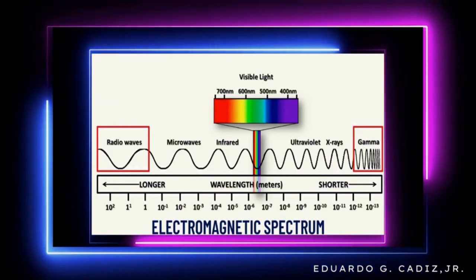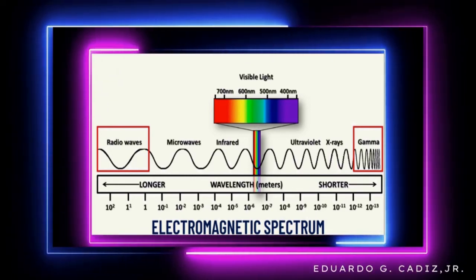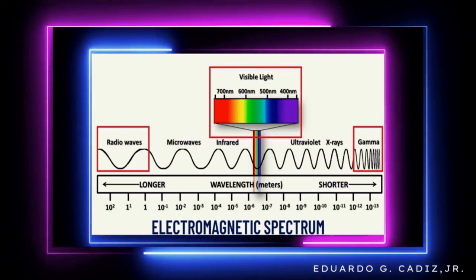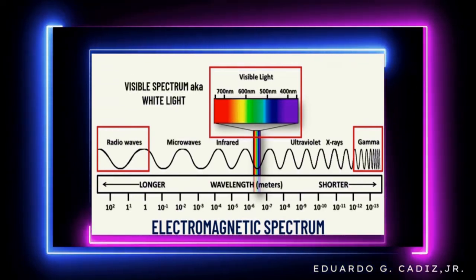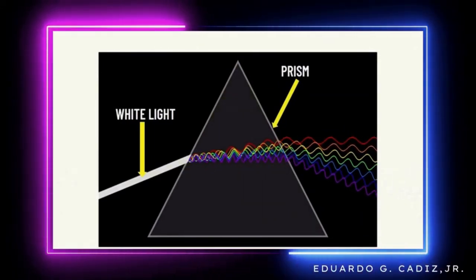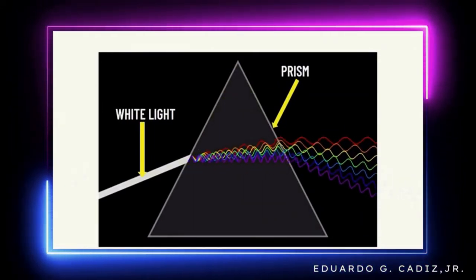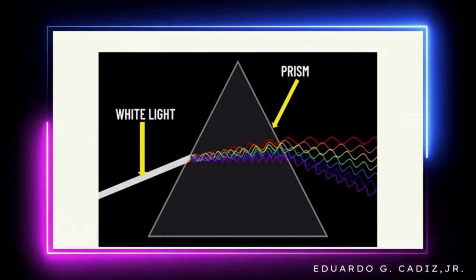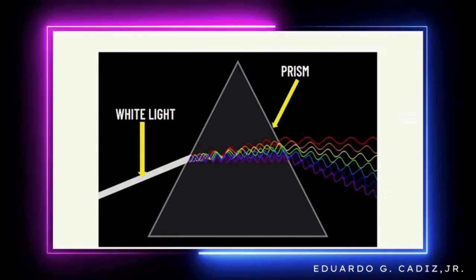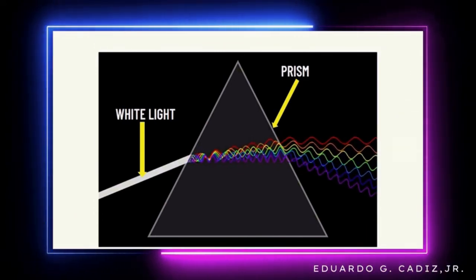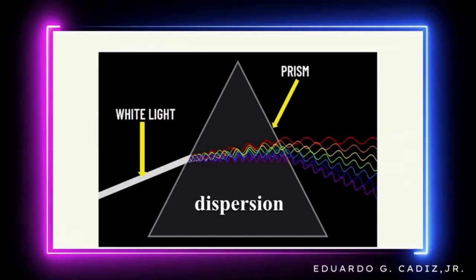The only frequency of electromagnetic wave that is visible to the human eye is called the visible light spectrum. The visible spectrum is also known as white light. When white light strikes a prism, it spreads into visible light colors of the electromagnetic spectrum. This phenomenon, in which a prism separates white light into component colors, is called dispersion.